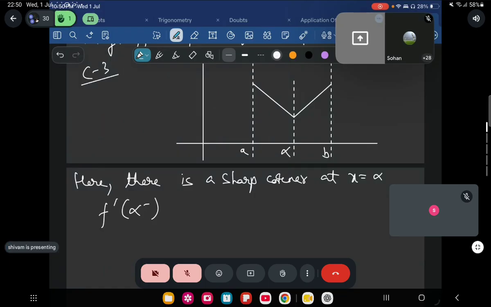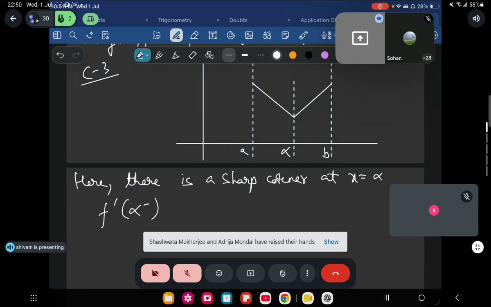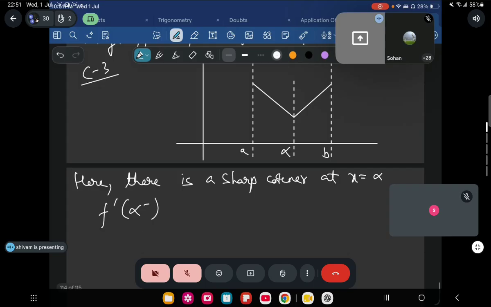Tell me. Only one person is raising their hand. f dash alpha minus, can anyone tell me? Yes, Adrija, tell me. Sir, it is negative. The slope is negative, less than zero. Can you people understand?